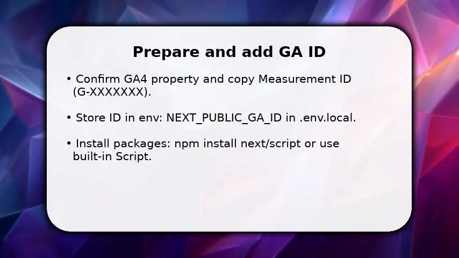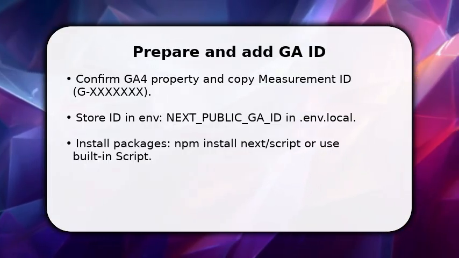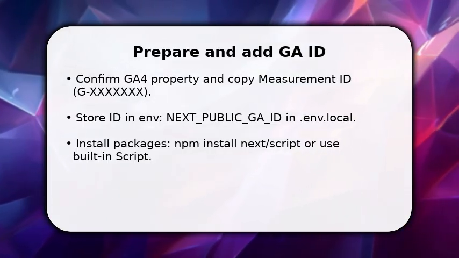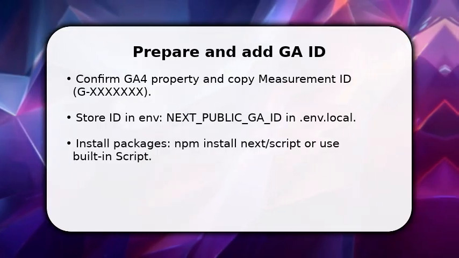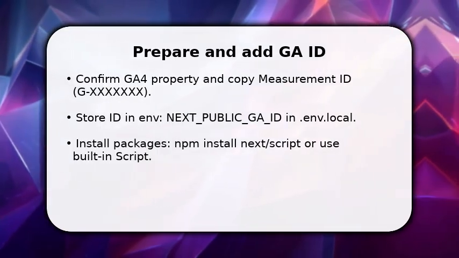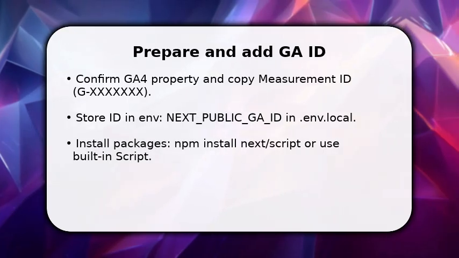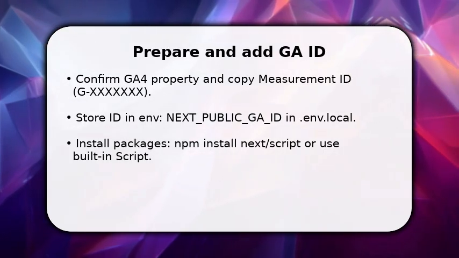You start by confirming you have a GA4 property and the measurement ID. This is essential because it ties site events to your property. Once done, put that ID into NEXT_PUBLIC_GA_ID in .env.local so client code can read it securely.